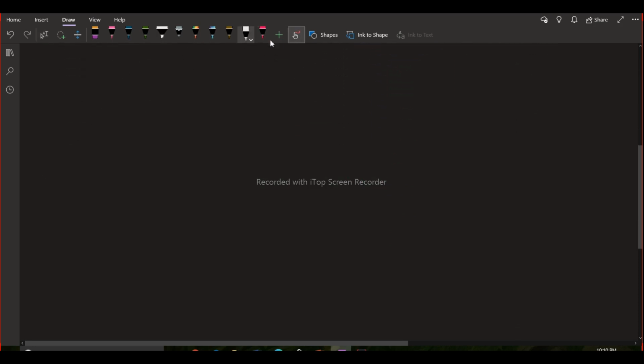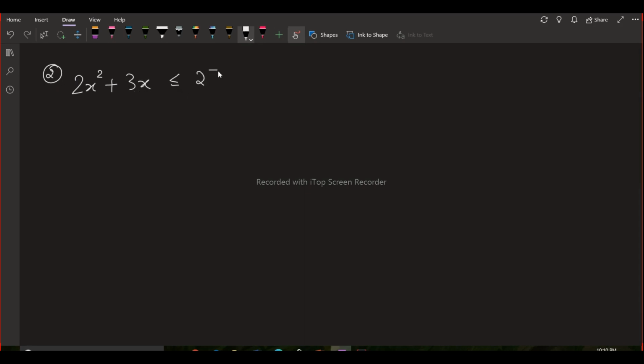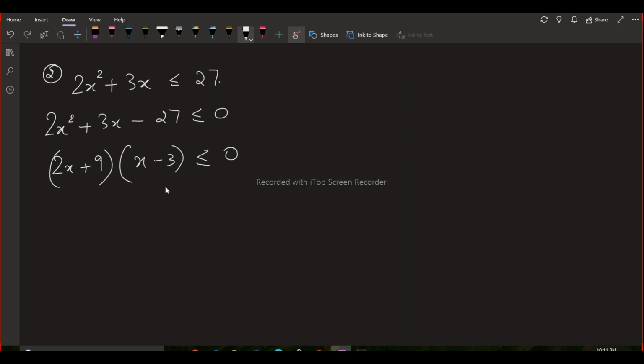So let's say now you have a quadratic inequality as 2x square plus 3x less than equal to 27. Okay, now you have this question. According to the first step, we'll take everything on the left side. So you have 2x square plus 3x minus 27 less than equal to 0. Now you try and factorize this. When you factorize this, you will get 2x plus 9 into x minus 3 less than equal to 0.